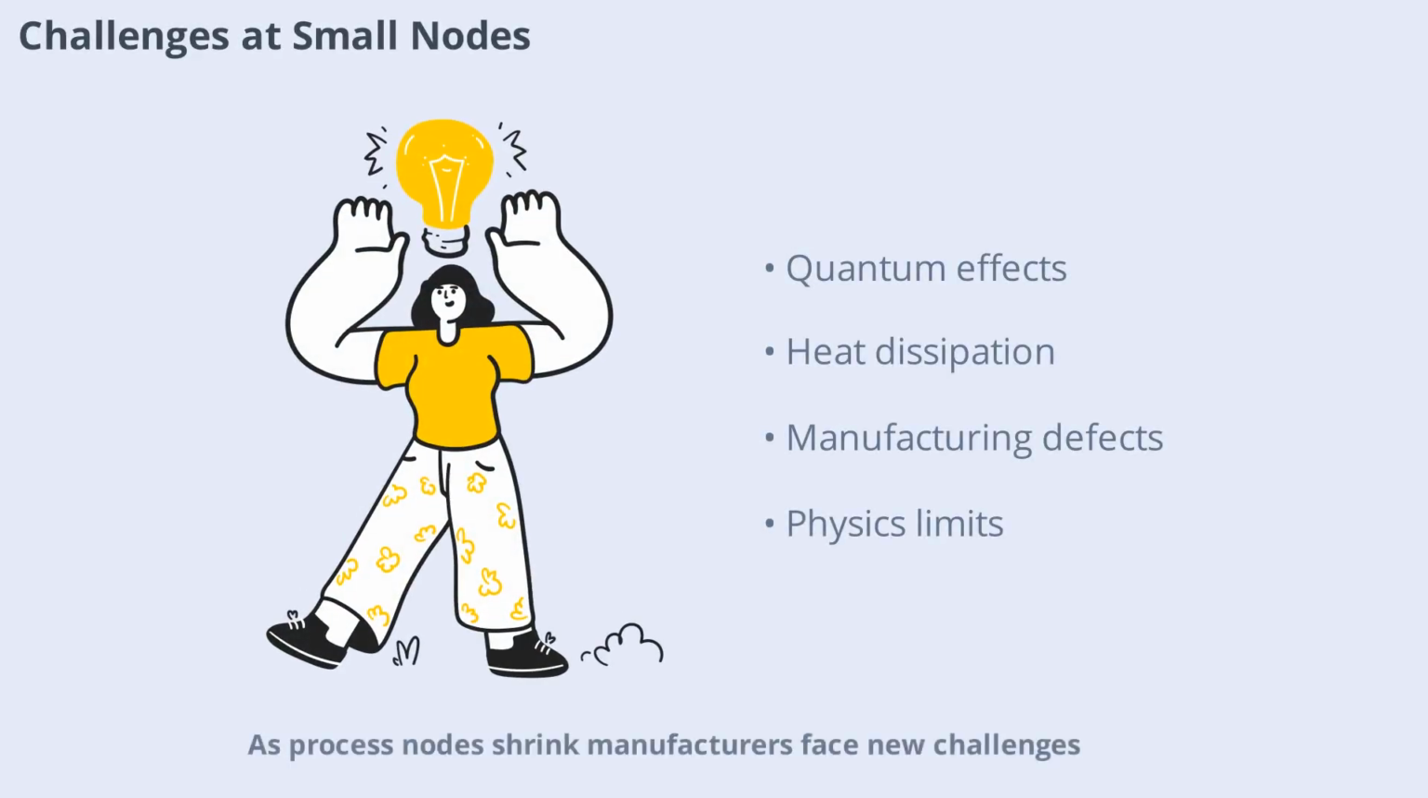As process nodes shrink, manufacturers face new challenges. Issues like quantum effects, heat dissipation, and manufacturing defects become more pronounced. Overcoming these obstacles requires innovation in materials, design, and manufacturing techniques. The quest for smaller nodes is a constant battle against the limits of physics.